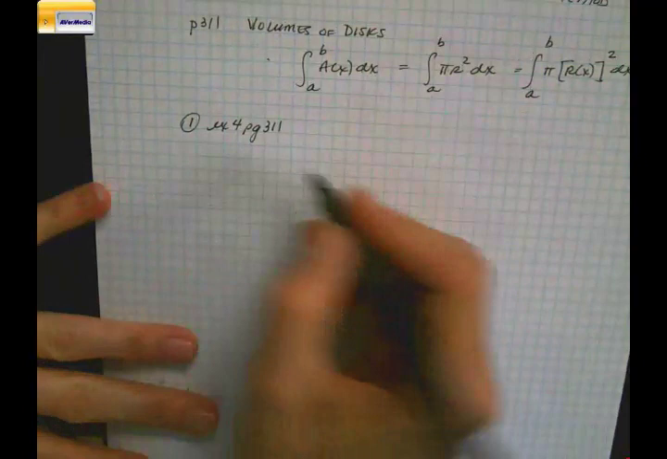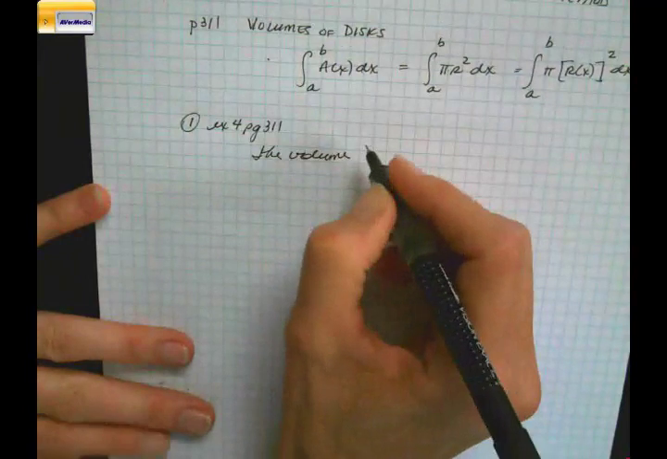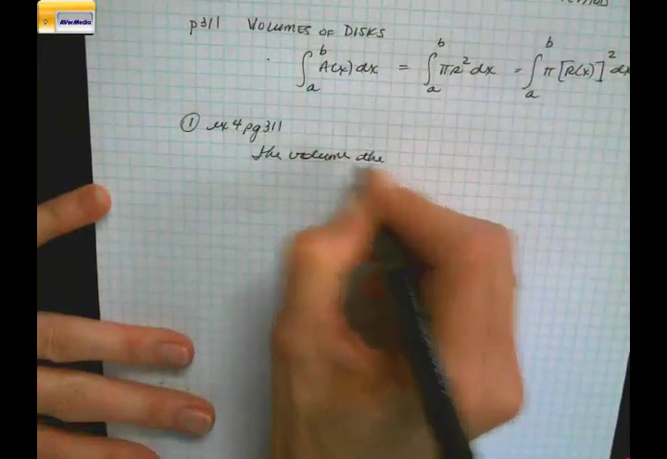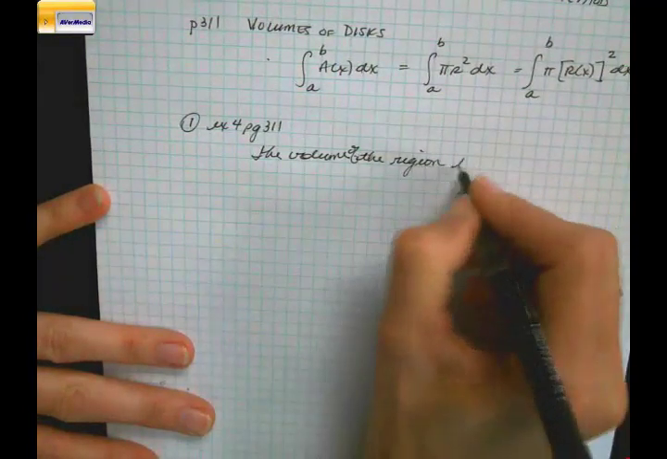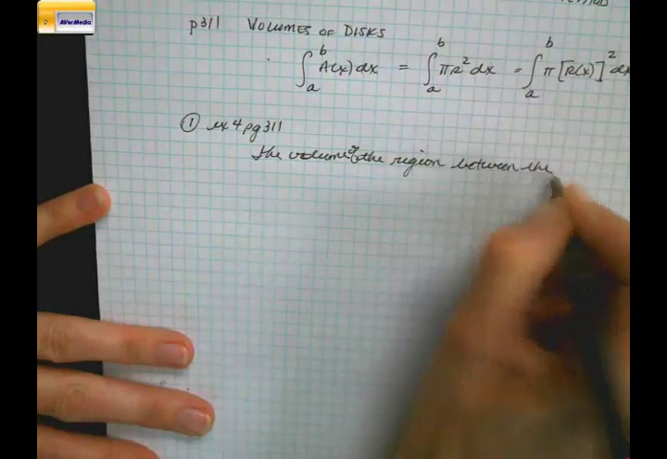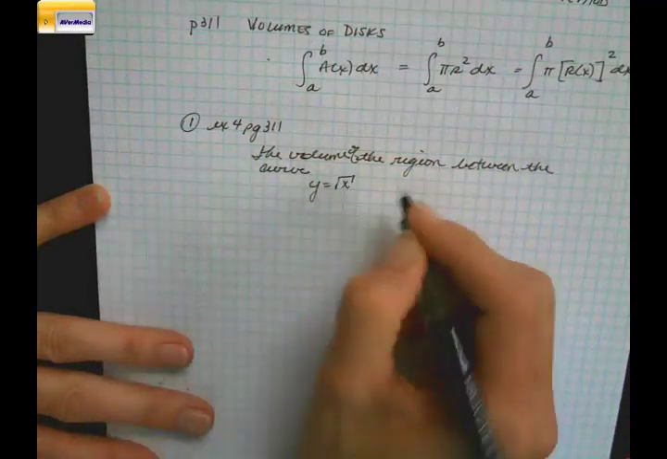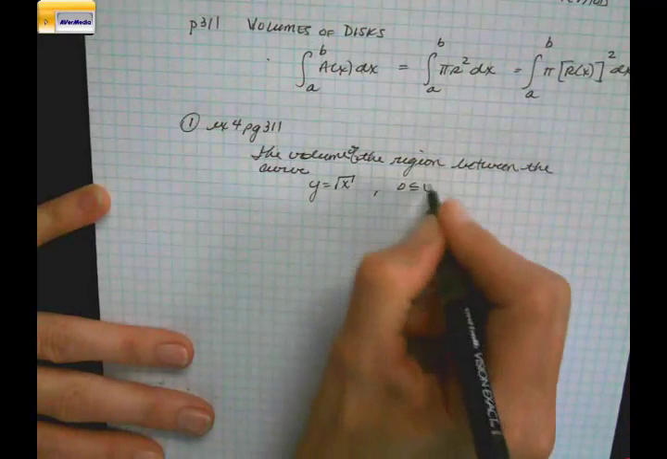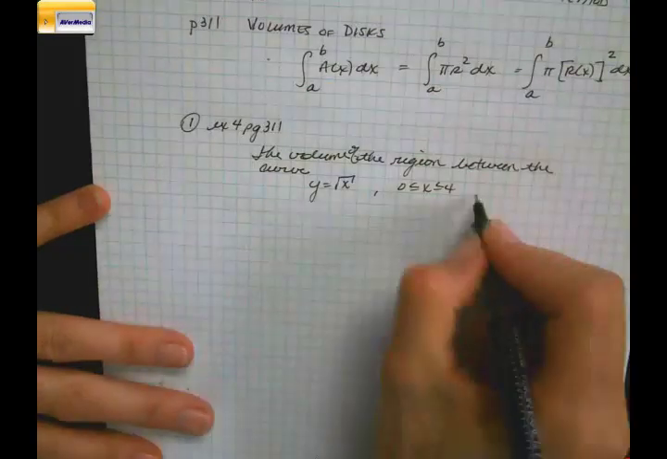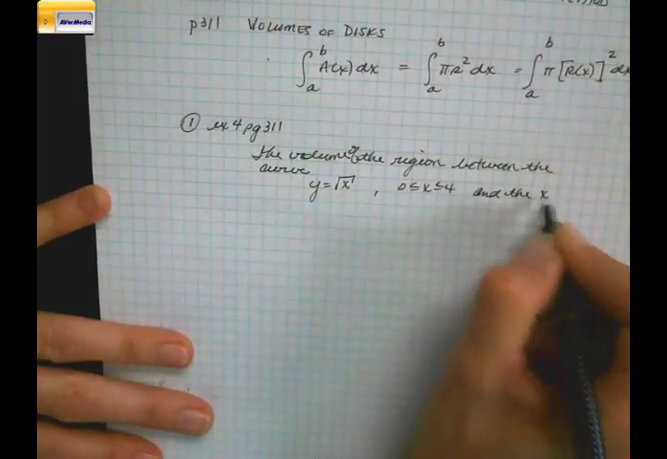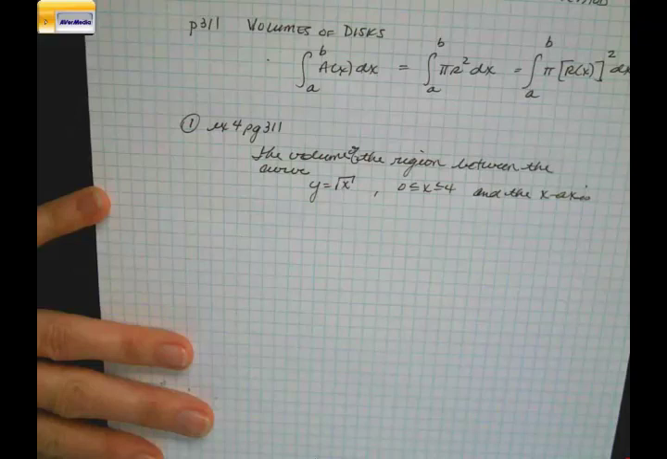Okay. So this one says what you're looking for is the volume of the region between the curve y equaling the square root of x, where x is between 0 and 4, and the x-axis revolved about the x-axis.